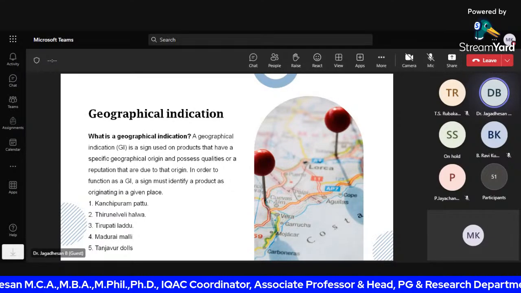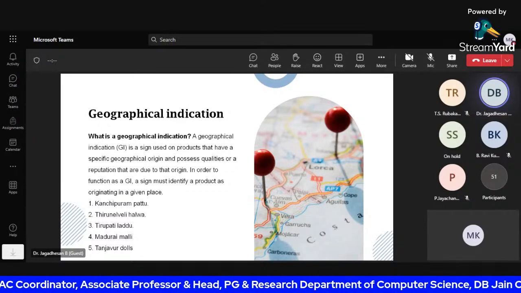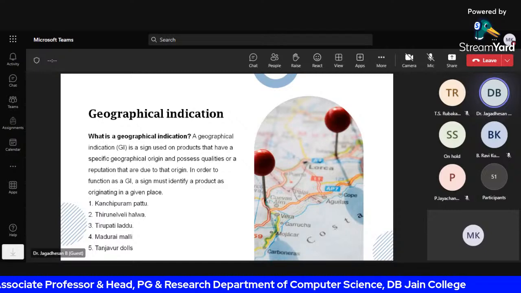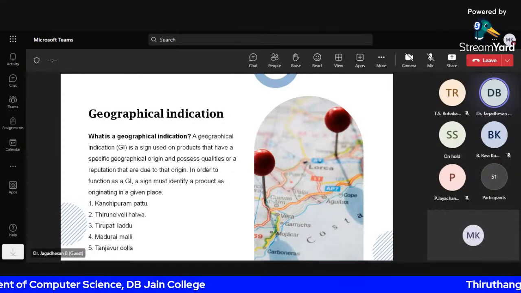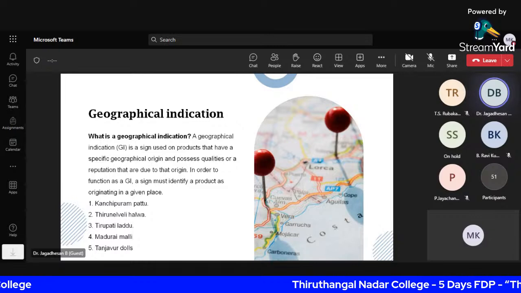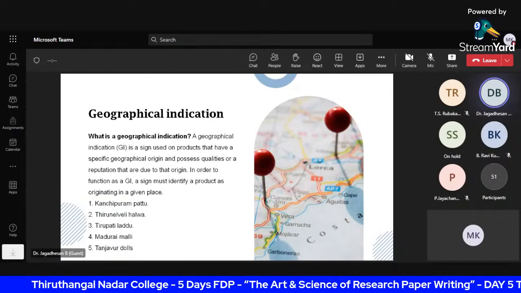For example, Kanjipuram pattu. There are different kinds of silk sarees available. It may be Arani pattu, Kanjipuram pattu, Banaras pattu, or Varanasi pattu. That is everything. But the pattu, the silk saree, belongs to a particular area. There is a particular weaver to produce the silk saree. It may belong to Kanjipuram pattu.